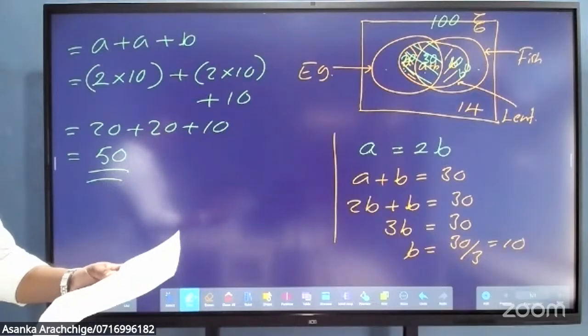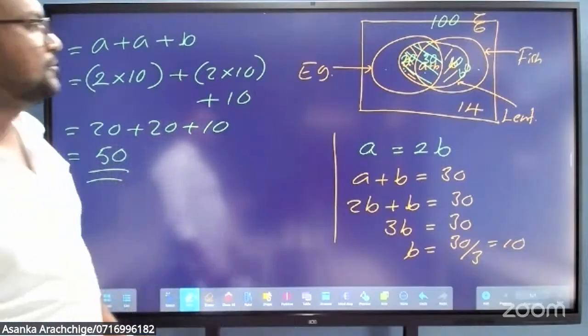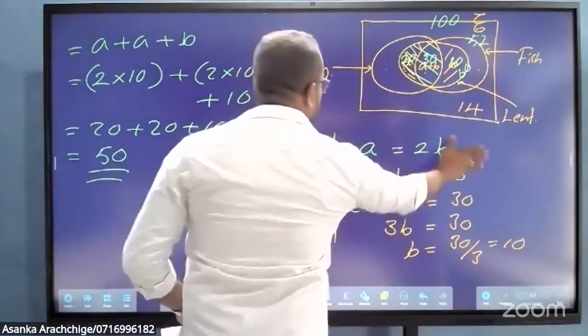The last part. If the number of customers who bought fish is 52.